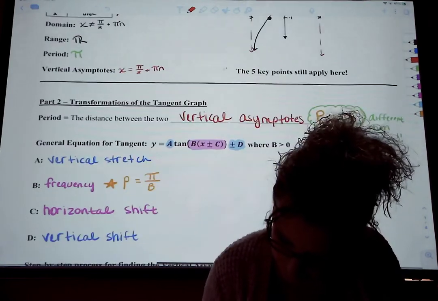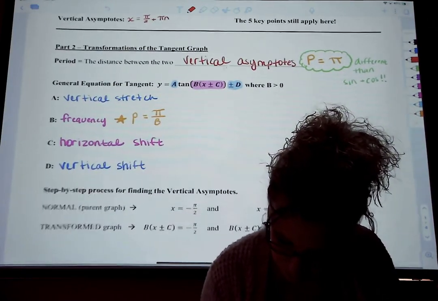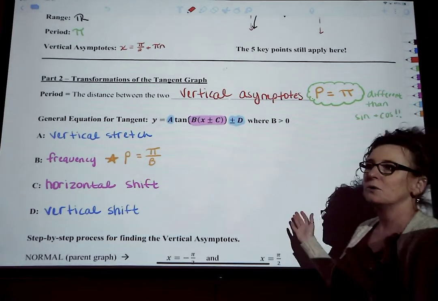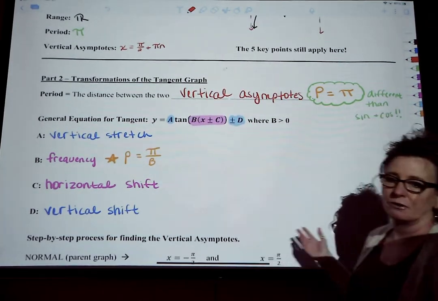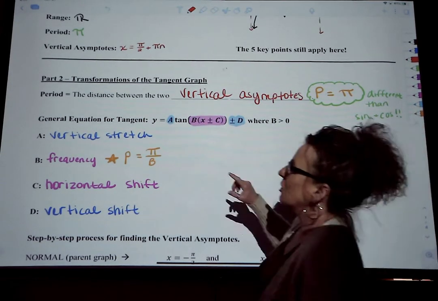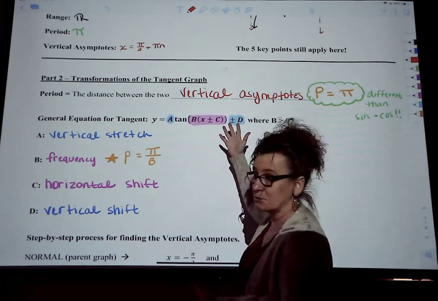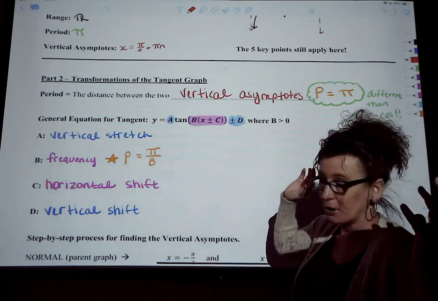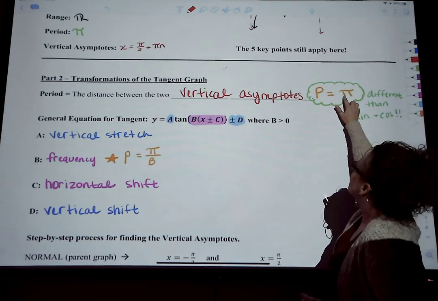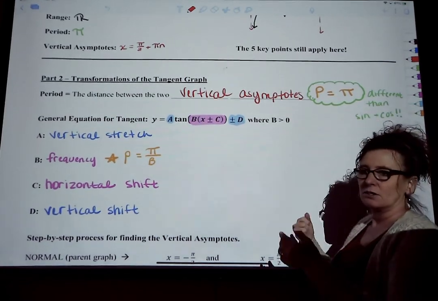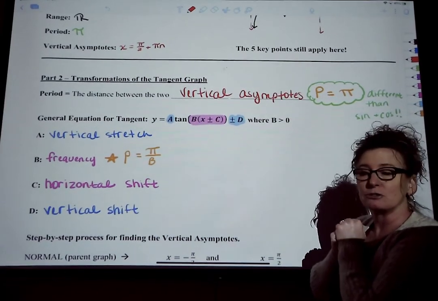Alrighty, now let's start looking at transformations. I've kind of already gone ahead and color-coded for you, just like I did sine and cosine. Feel free to pause the video and copy down, use your highlighter. So the period's the distance between the two vertical asymptotes. That should, if you've been paying attention up to now, make perfect sense to you. So the period is pi. This is different than sine and cosine. Way different. Sine and cosine, the period was 2 pi.